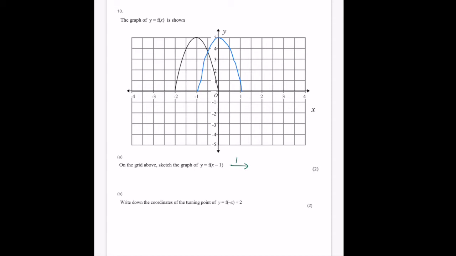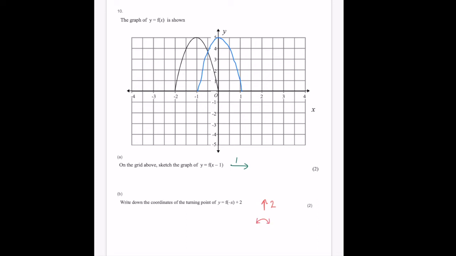Then for part 2, I'm writing down the coordinates of the turning point. Now the turning point is just this point here at the top of the curve. And it's when I've translated it by f of minus x plus 2. So we know that the plus 2 at the end there moves it up by 2. And the f of minus x makes it reflect in the y-axis.